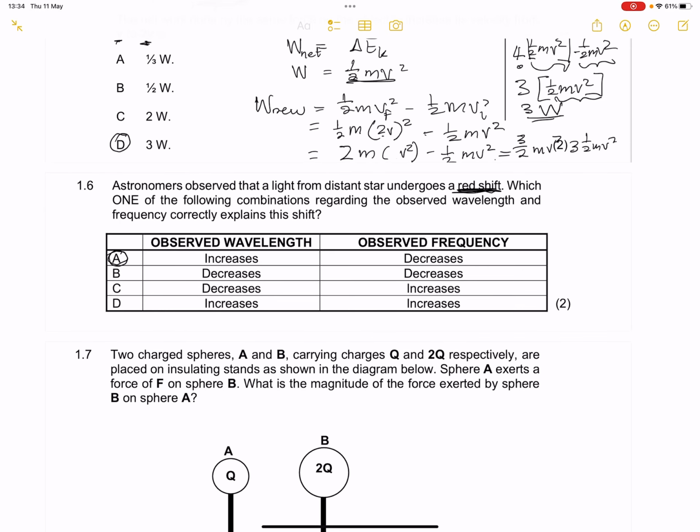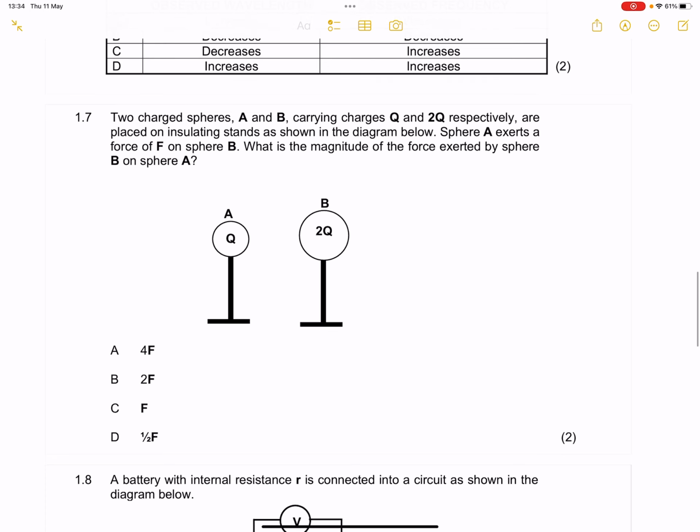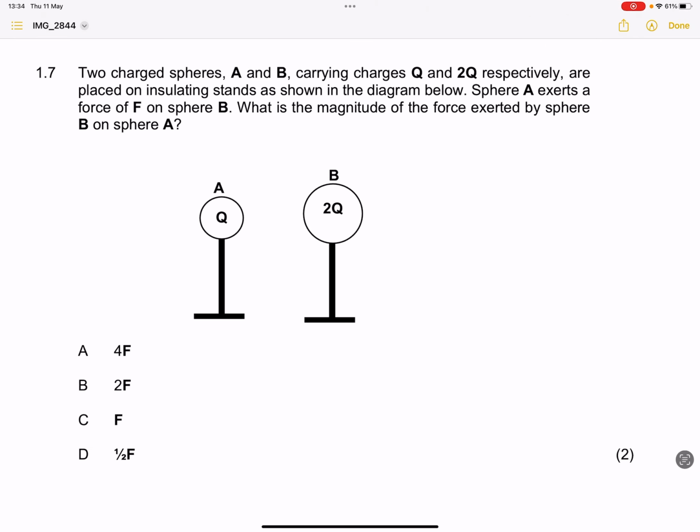All right, so I hope that you are still following and tracking. So they say we've got 2 charged spheres, A and B, that are carrying charges Q and 2Q respectively. They say they are placed on insulated stands as shown in the diagram below. Sphere A exerts a force of F, right?